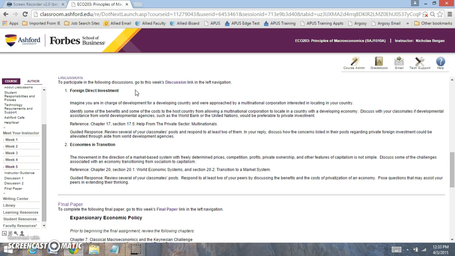So imagine that you're in charge of development for a developing country and you were approached by a multinational corporation interested in locating in your country. What are some benefits to having them in the country? And what are some costs associated with having them in the country? You're going to discuss this with your classmates and figure out what type of investment would be appropriate for your economy. Make sure in your initial post that you have an APA formatted in-text citation and reference and 2 peer responses as well.